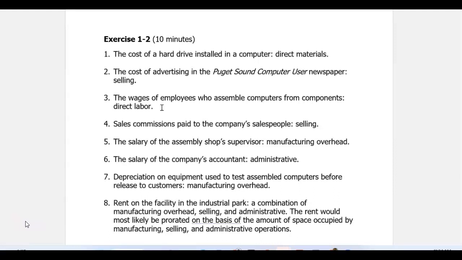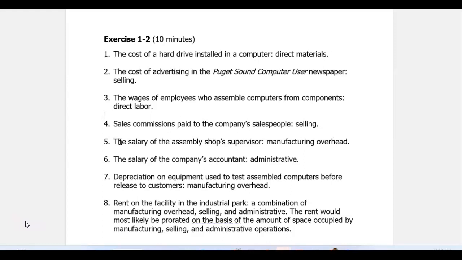Wage of employees who assemble computers from components. That's direct labor right there, because they touch and make the computers. Sales commission paid to the company's salespeople, that's part of operating expense / selling expense.